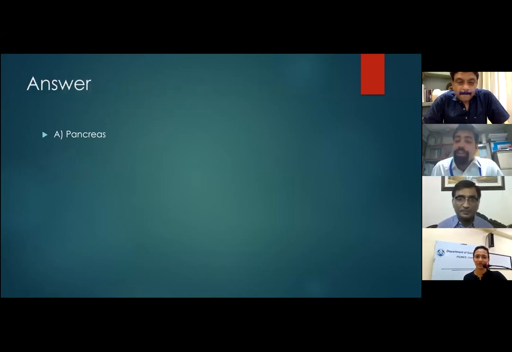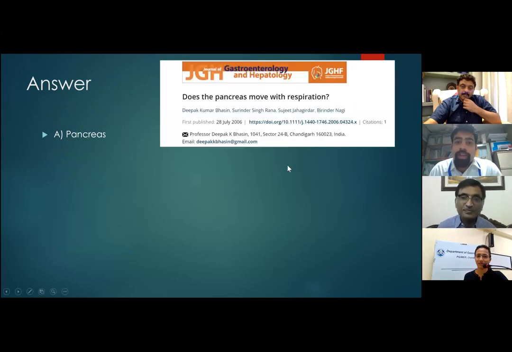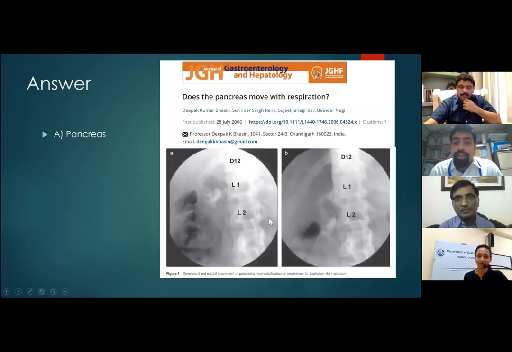I think there was a very interesting study from PGI Chandigarh, and almost all of us must have observed this, that during ESWL of pancreatic stones, we must accompany, and urologists and us have a very difficult time focusing on the stone. All of us have noticed, but the conventional teaching says that pancreas does not move. So from PGI Chandigarh, Professor Bhasin did a very interesting study, and during fluoroscopy observation, they saw that the pancreatic stones in fact do move with respiration.